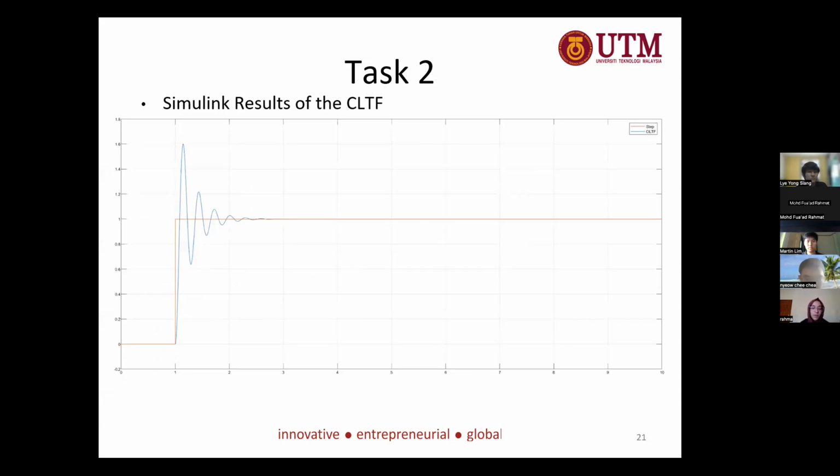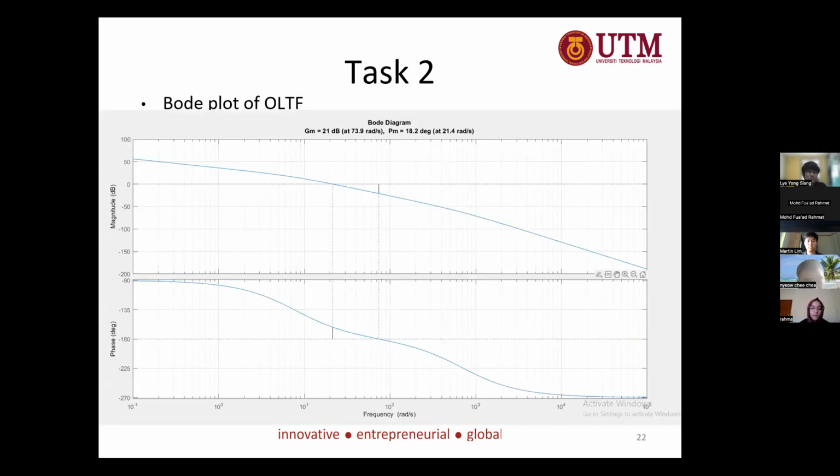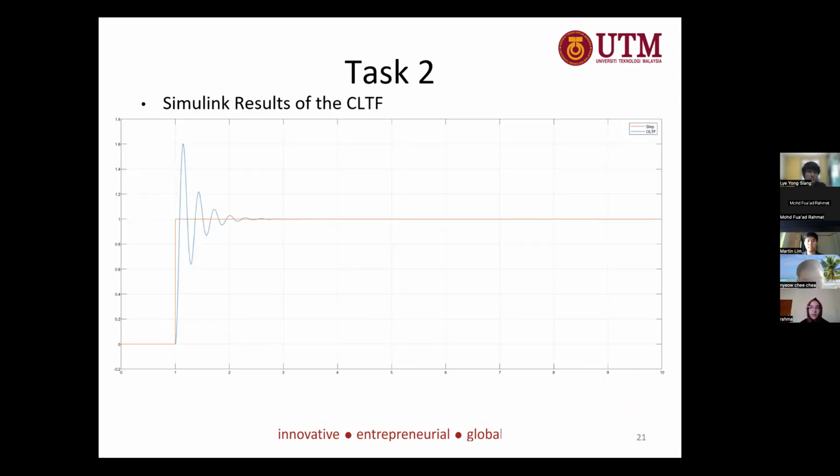And then this is the Simulink results of the closed loop transfer function. As you can see, the output, which is the blue line, is very similar to the step response of the MATLAB code. So, which means that the Simulink shows that we got the correct answer.